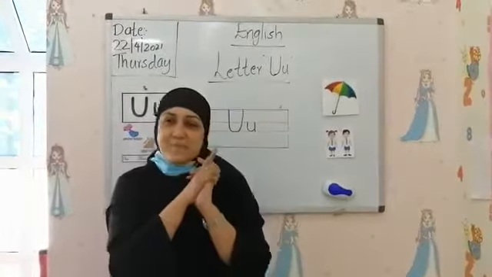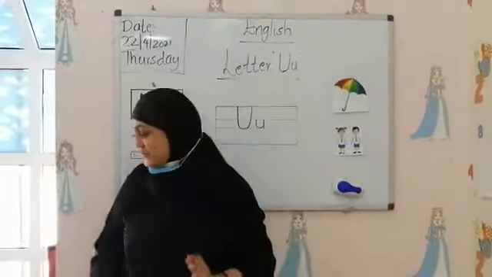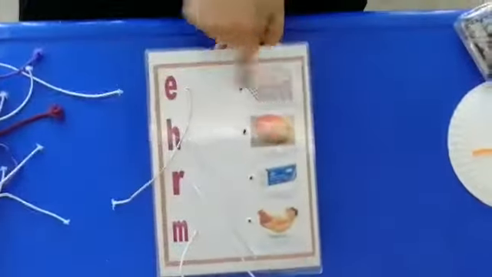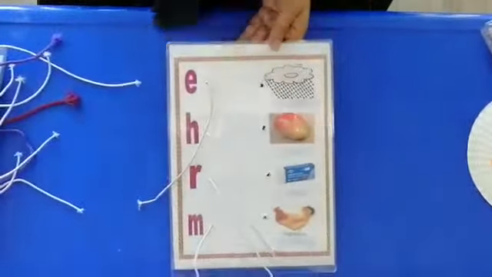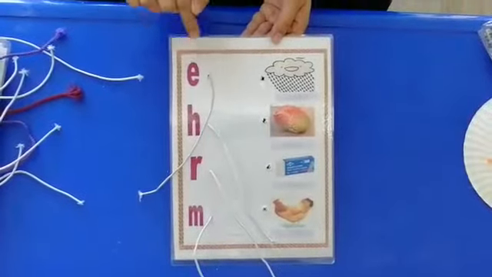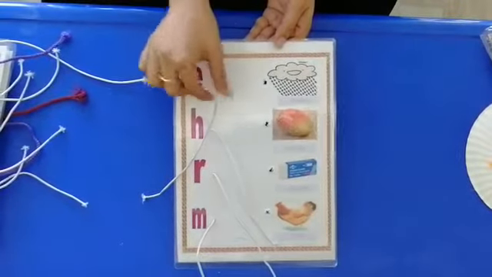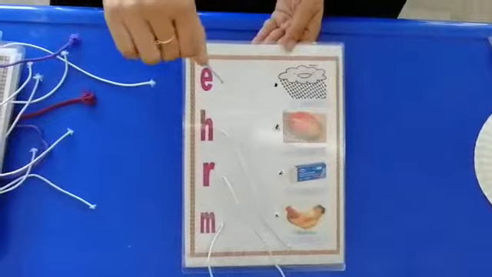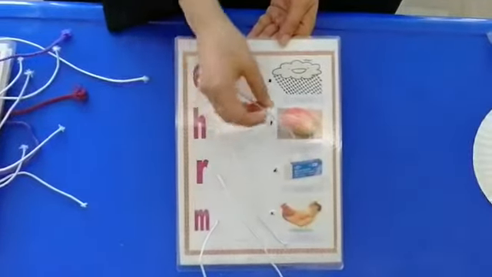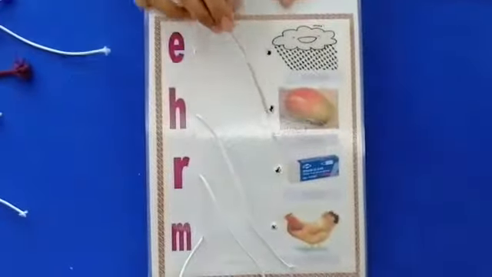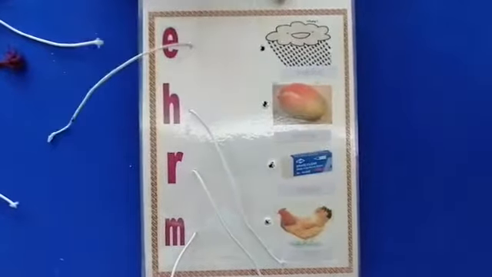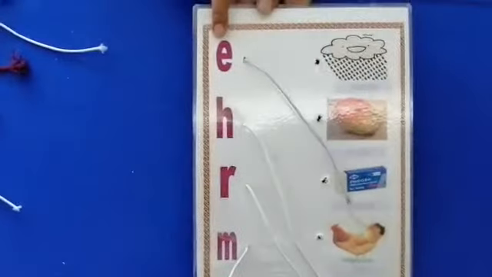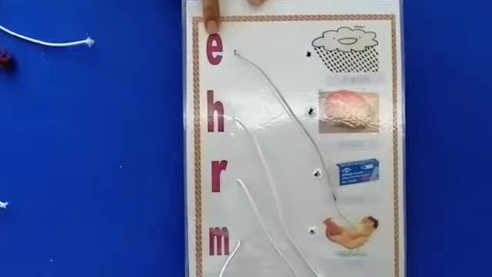Now let's start playing the game. Let's go. Now you can see, I have some flashcards. We have letters here and pictures. Now let's see what comes for letter E, and you need to put this. You can see the thread here. You need to match it to the correct picture. Are you ready with me? Let's start now. Which letter do I have? This one. Letter E. And what's the sound?